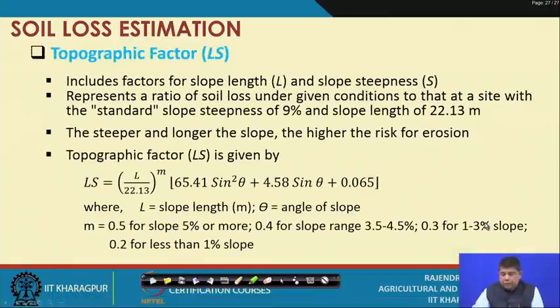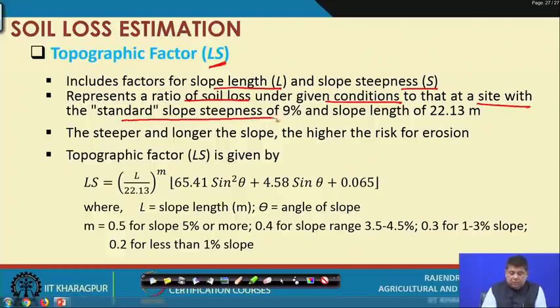Then we come to the next factor, that is the topographic factor, and it includes factors for slope length and slope steepness. Taken together, we write LS, where L stands for slope length and S stands for slope steepness. And it represents a ratio of soil loss under given conditions to that from a site with the standard slope steepness of 9% and slope length of 22.13 meters.